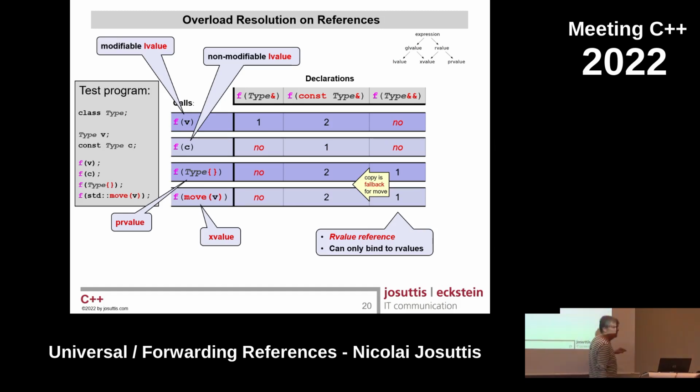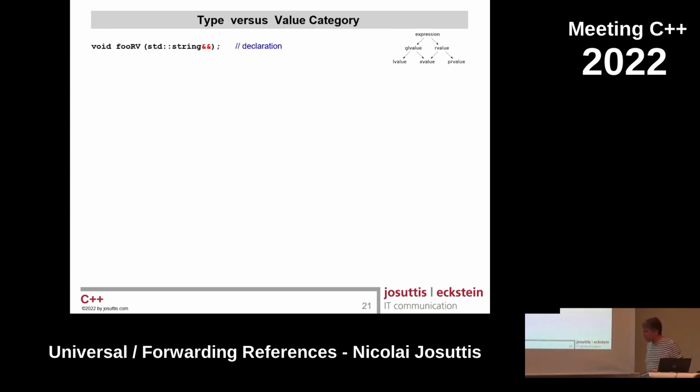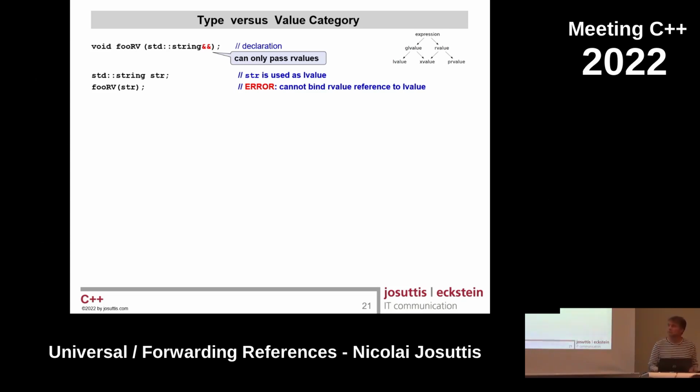Good. So I come to the slide where I deeply apologize each and every time I use it. I hope it's not my fault. But it's important to understand if you don't know that yet. If you have a function taking an R value reference, here for a string, it can only bind to R values. So if you have an L value, an object with a name, and you pass it, you get this famous error message, cannot bind an R value reference to an L value.